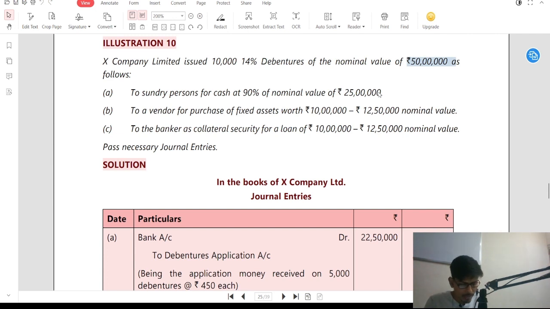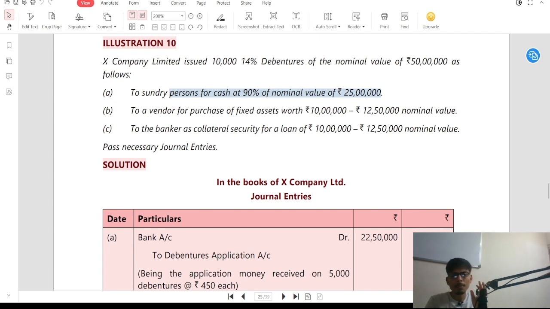Okay, let's do it. चलिए इसको करते हैं, एक बार go through कर लीजिए. सन्ड्री पर्सन XYZ को मैंने इशू किया कैश में एट 90% नॉमिनल वैल्यू. ओके, इट मींस डिस्काउंट पे इशू किया है. आई इशूड देम एट अ डिस्काउंट. 90% नॉमिनल वैल्यू मींस व्हाट? मींस द 25 लाख नॉमिनल वैल्यू फेस वैल्यू है, लेकिन वी हैव इशूड देम एट अ 90% मींस 10% डिस्काउंट दिया है. आई हैव गिवन देम अ 10% डिस्काउंट.